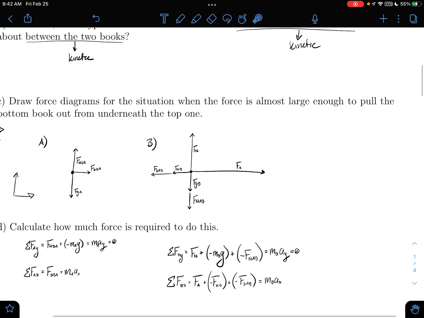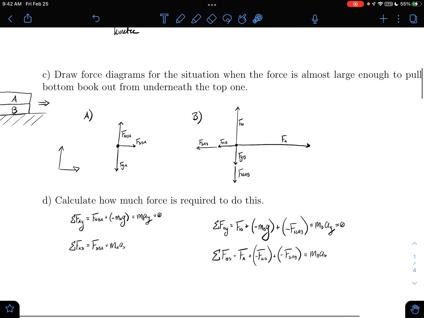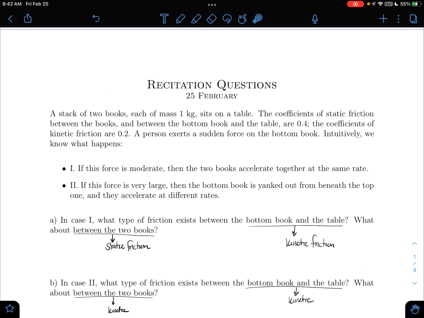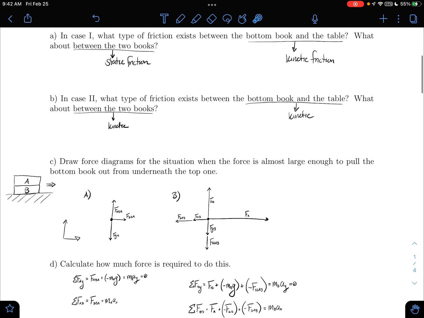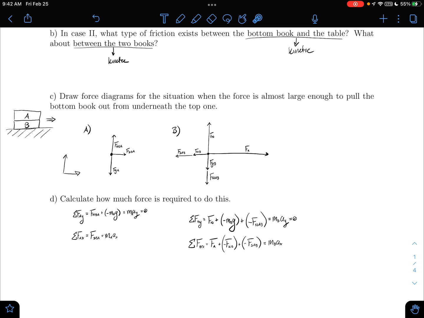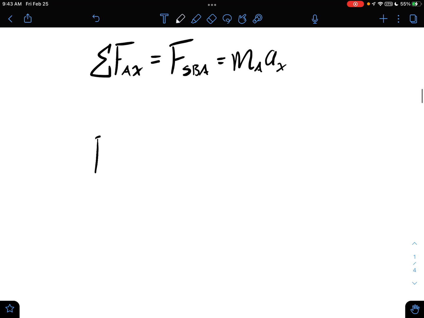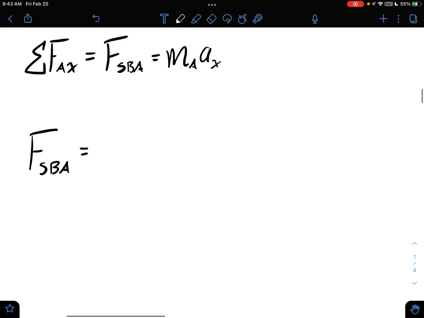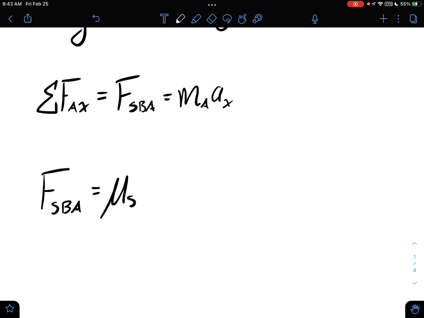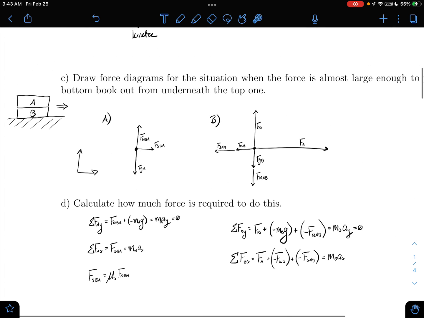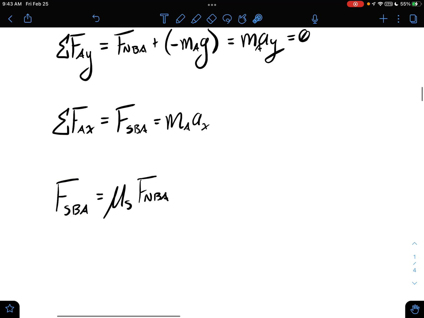We're saying a situation where the force is almost large enough to pull the bottom book out from underneath the top one. What that tells us is that our static friction, right, is at a maximum, right? Because our coefficient of static friction, right, up here, that gives us a maximum value, because before it gets to the maximum, it's just going to be enough to stop the thing from moving, right? So right now, since the force is almost large enough to pull the bottom book out, we can say our force from static friction, BA, is going to be our coefficient of static friction times our FNBA, right? We can say this because we want our static friction at a maximum. This is like our threshold, right?